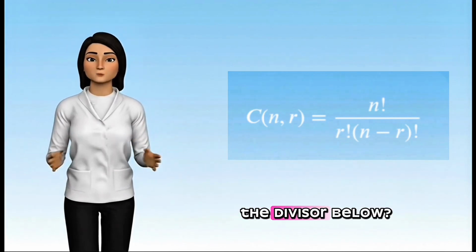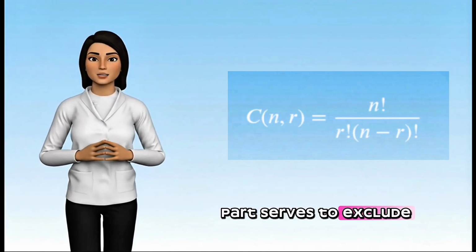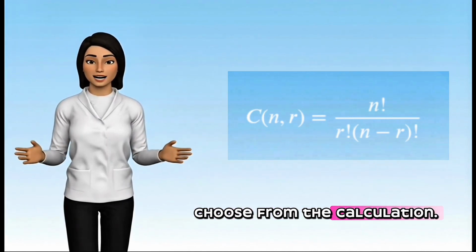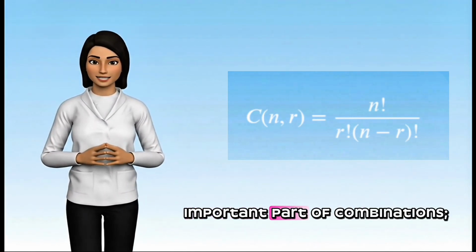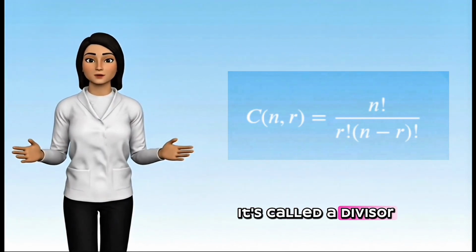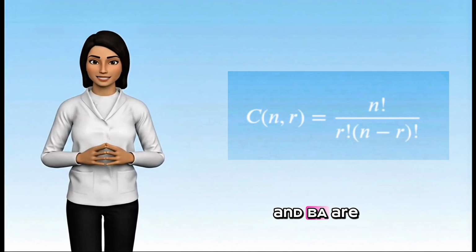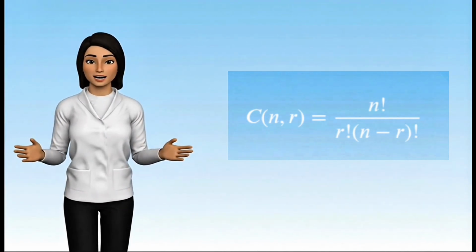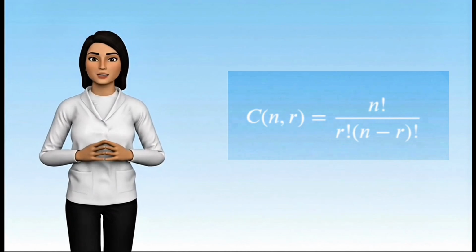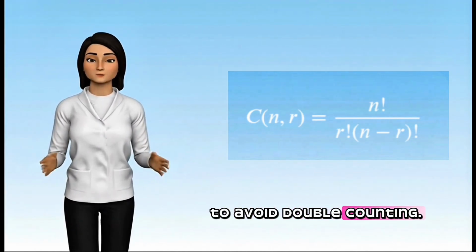Why do we use the divisor below? The (n-r)! part serves to exclude the objects we didn't choose from the calculation. Meanwhile, the r! part is the most important part of combinations. It's called a divisor to eliminate order. Since we assume A, B and B, A are equal, we divide the total number of possible arrangements by the number of possible arrangements of the selected objects to avoid double counting.